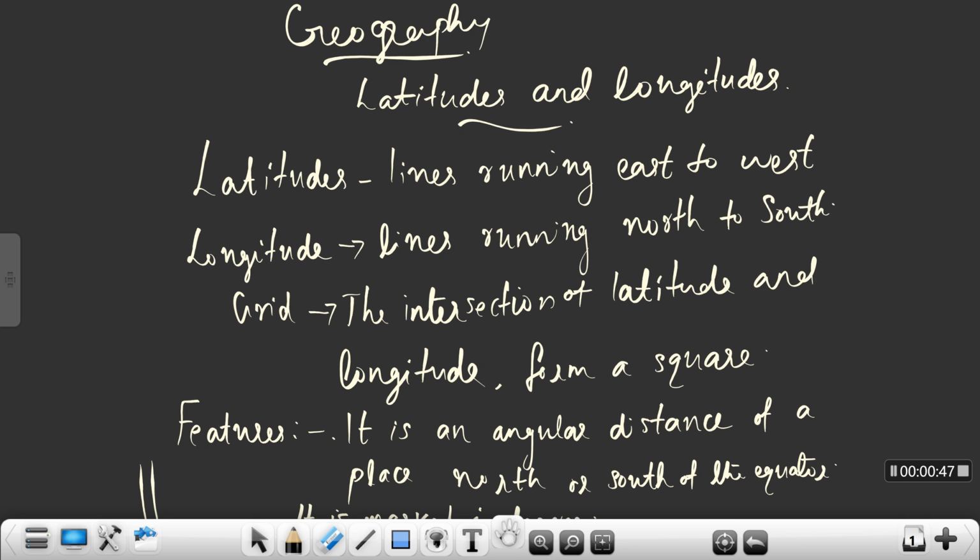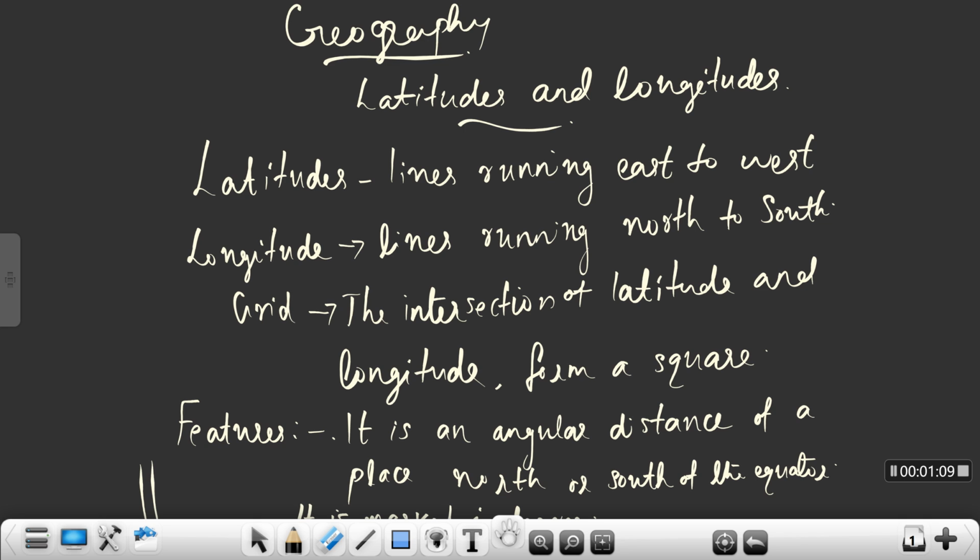Then what do you mean by longitude? The lines running north to south passing through the poles are called longitude. Now all of you are clear about the difference between latitude and longitude. Lines running east to west are known as latitude, and lines running north to south are known as longitude.